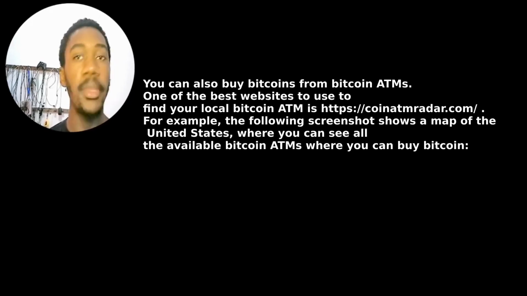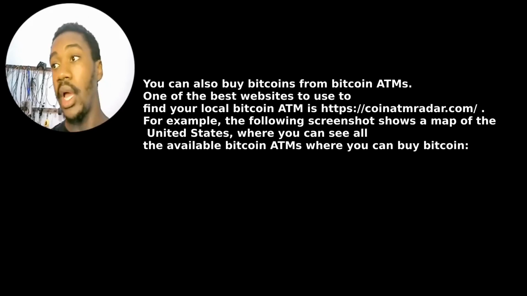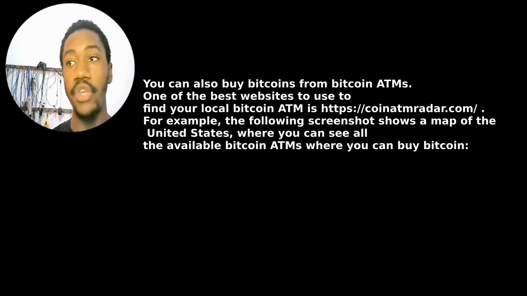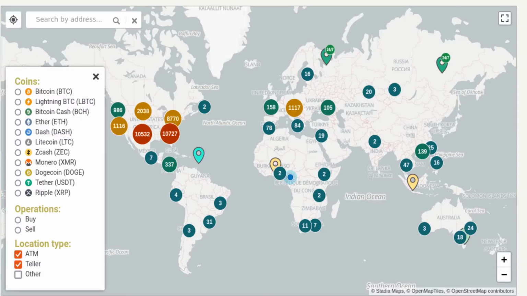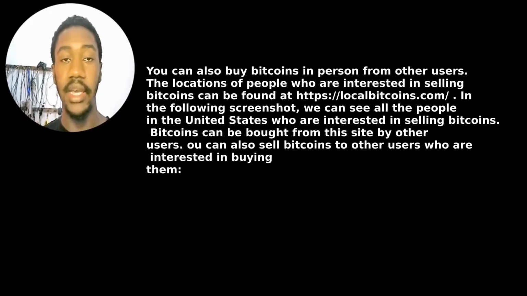You can also buy Bitcoins from a Bitcoin ATM, but that is very rare in Africa. One of the best websites to find your local Bitcoin ATM is CoinATMRadar, and there you will find the distribution of ATMs almost anywhere in the world on the world map where you can find a Bitcoin ATM.